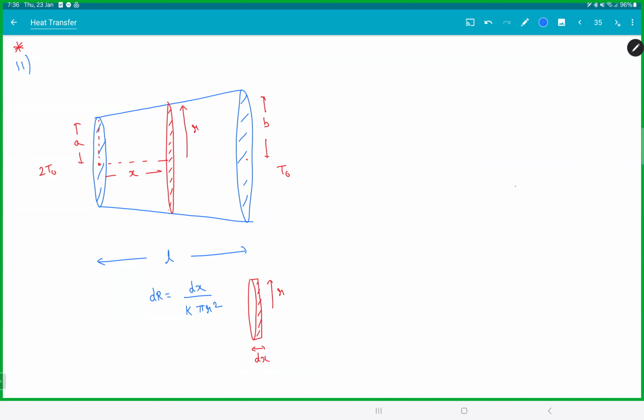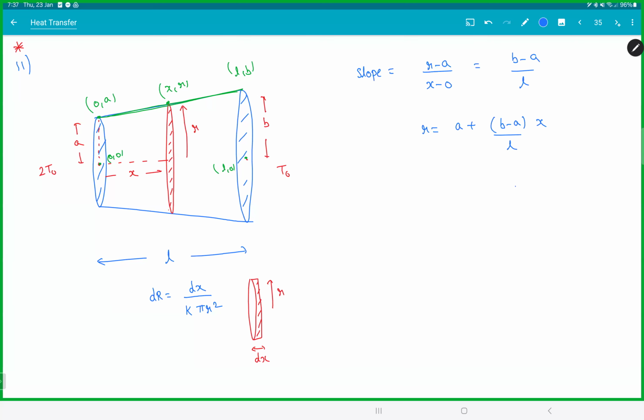Let's see. If I treat this point as origin 0, 0, this point will be 0, a. This point will be x, r. This point will be L, 0. And this point will be L, b. Can you see this? All these 3 points are on a straight line. If 3 points are on a straight line, what is same? The slope. The slope will be r minus a by x minus 0 is b minus a by L. So we get r is equal to a plus b minus a by L into x.